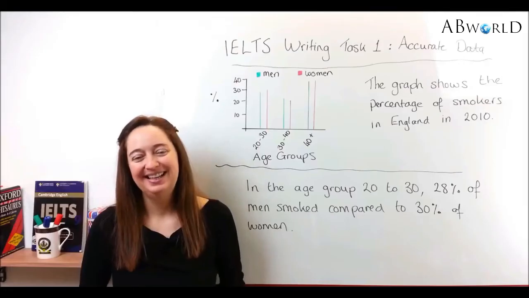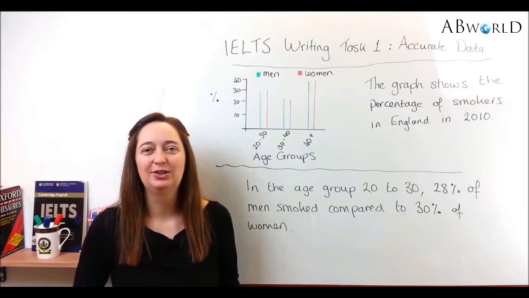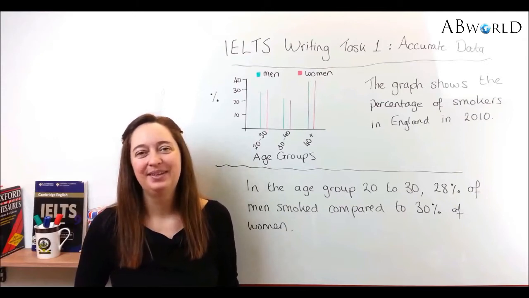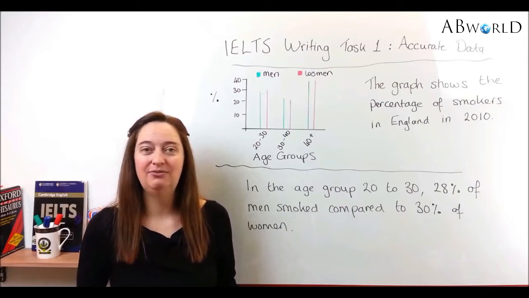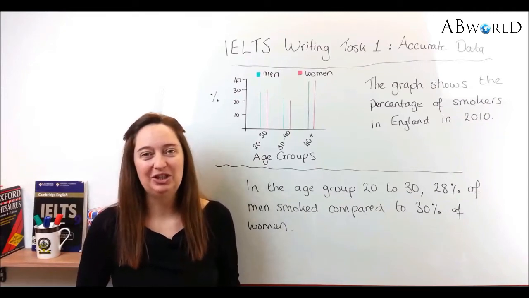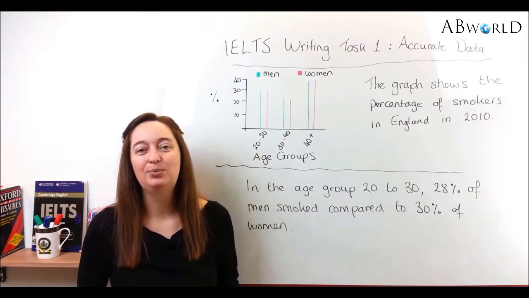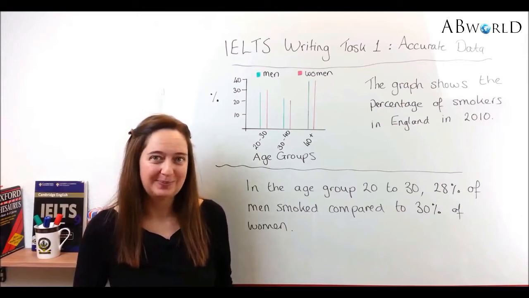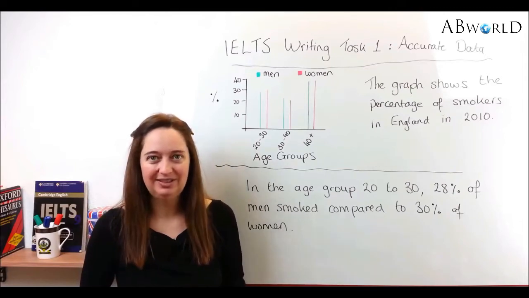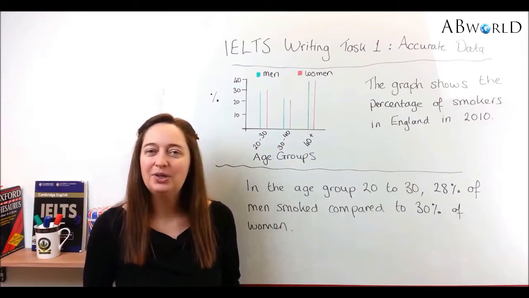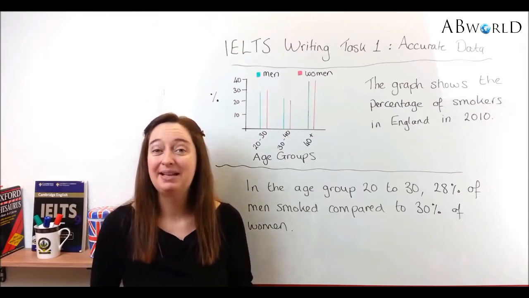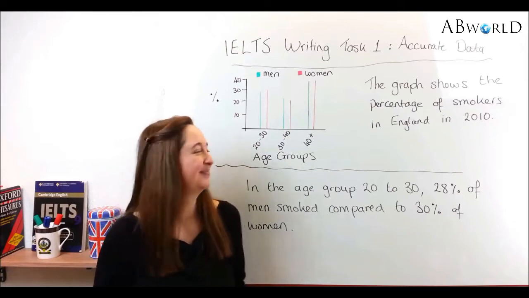My name's Liz, and in this lesson I would like to look at giving accurate data for IELTS Writing Task 1. Now, it's very important that all the information you give is accurate. The examiner will check, and any mistakes will lower your band score. Now let's have a look at an example of inaccurate information, and then I will give you lots of vocabulary to help you give better, accurate information.